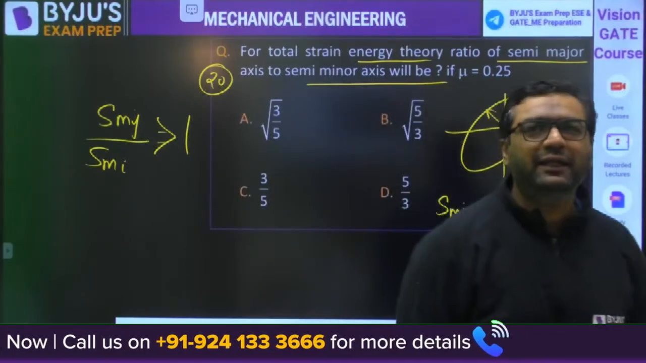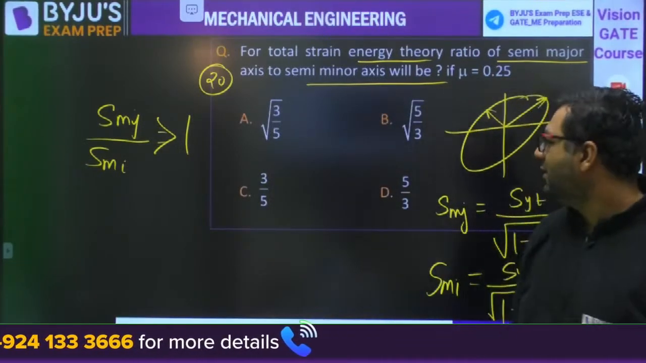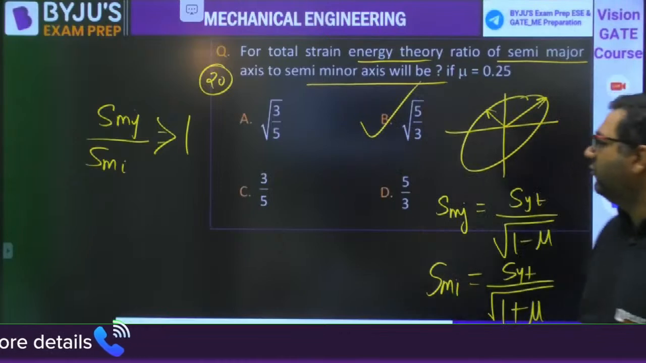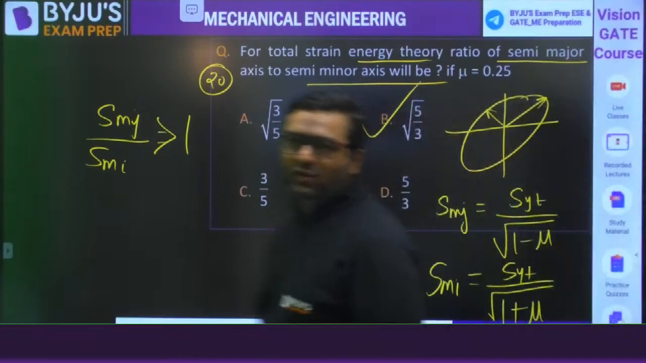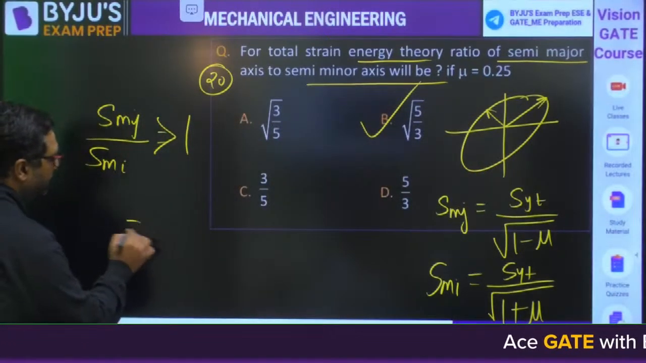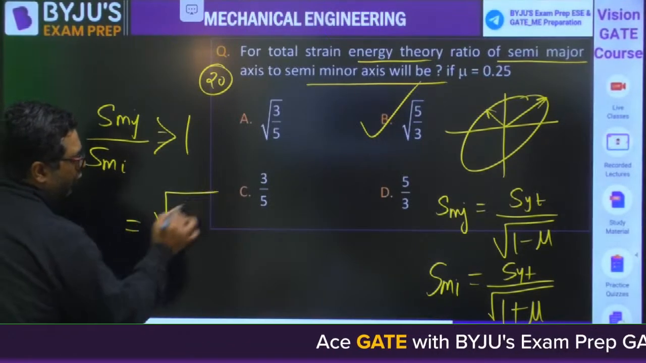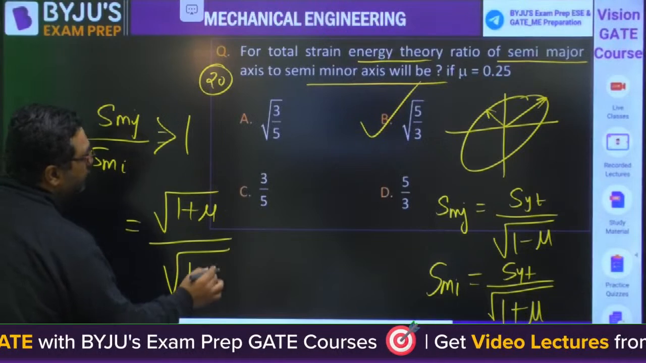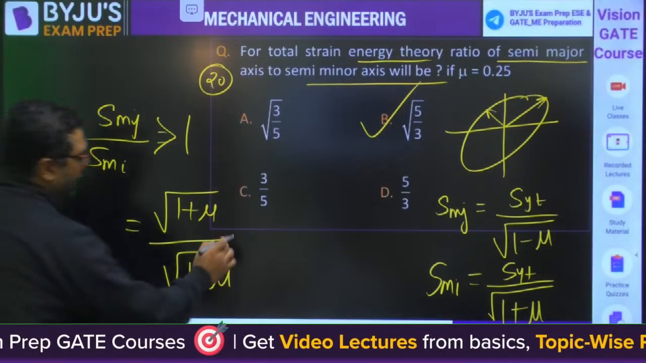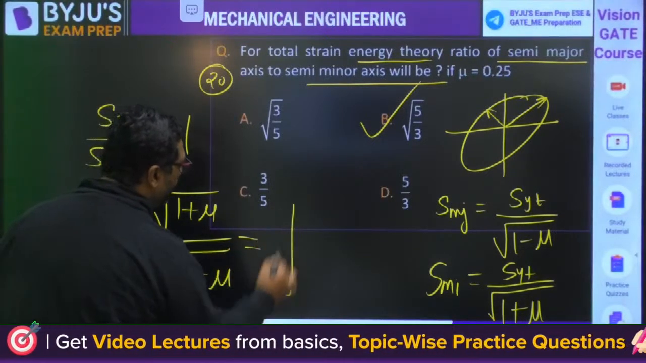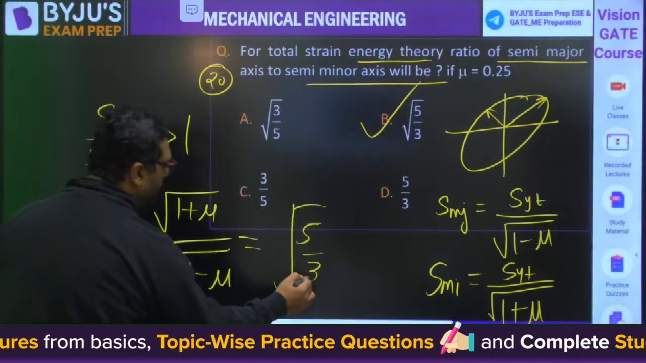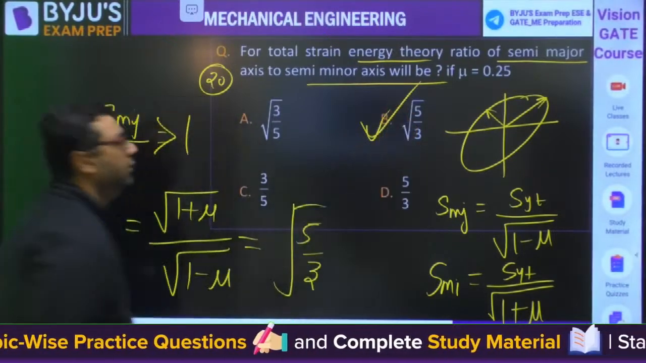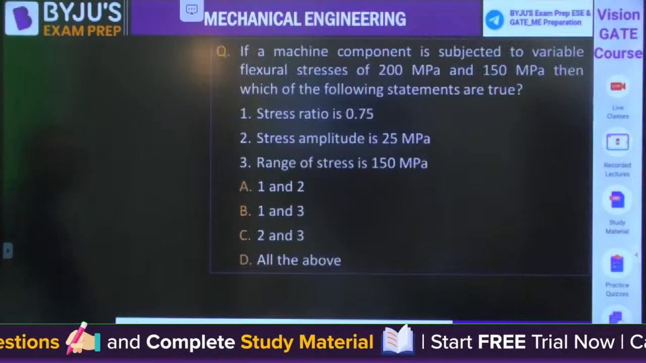Kumar S and Mani have given the right answer. Answer for this is going to be B, root of 5/3. Because this ratio will be coming out to be square root of 1 plus mu by 1 minus mu. So you will be getting the answer to be root of 5/3. B is correct. Moving to question number 21, guys.